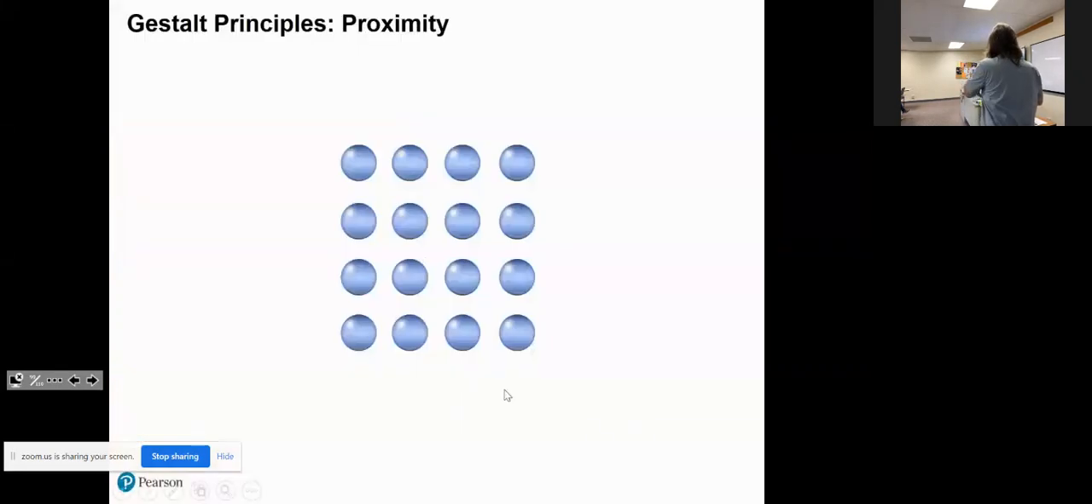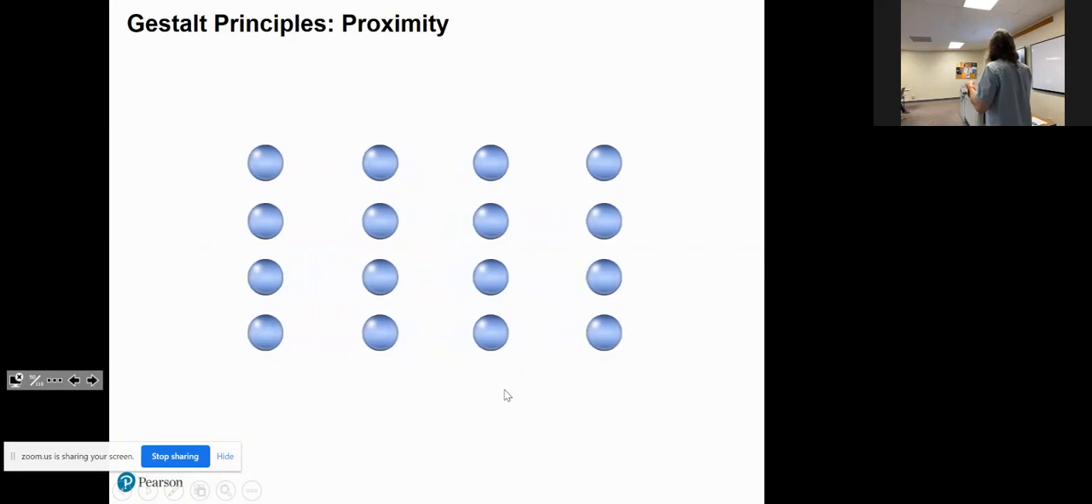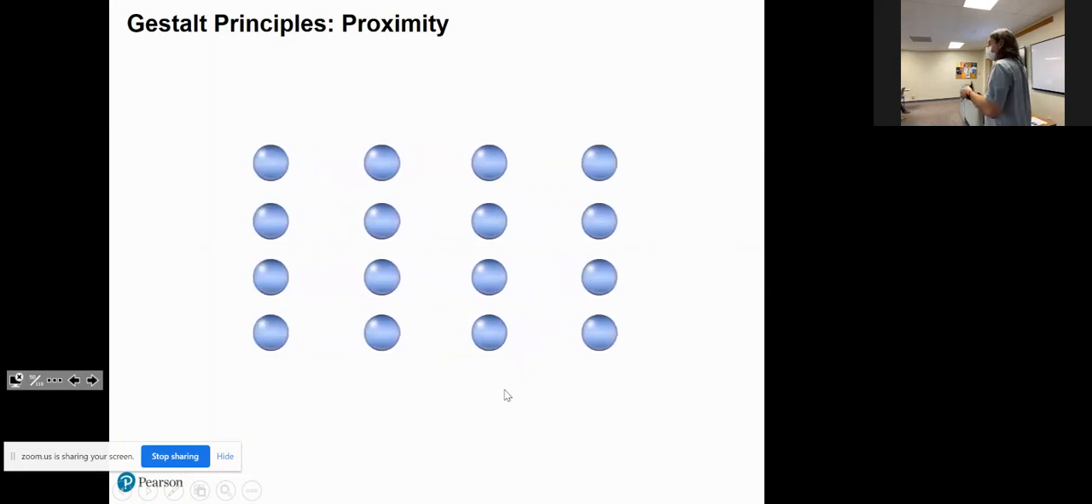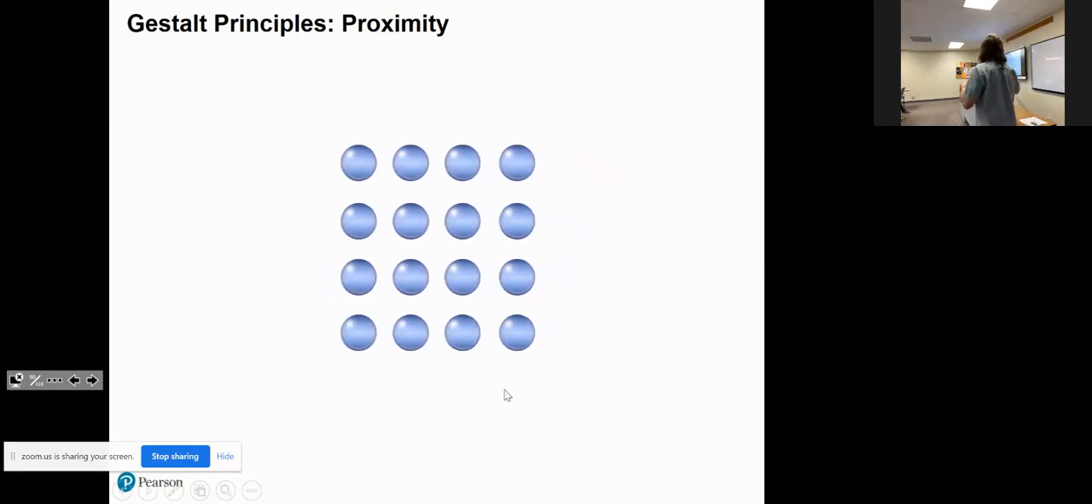The other principle that we have is proximity, okay? We tend to clump things together. We look at things as a whole, all right? So if we separated them, what do you see now? Right now you see kind of a cube. You see a 4x4 cube. When we separate them, now we see 4 lines, right? That's a principle of proximity.